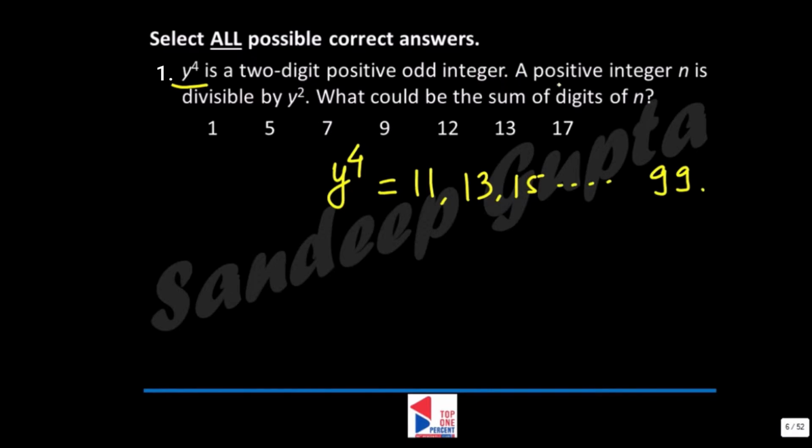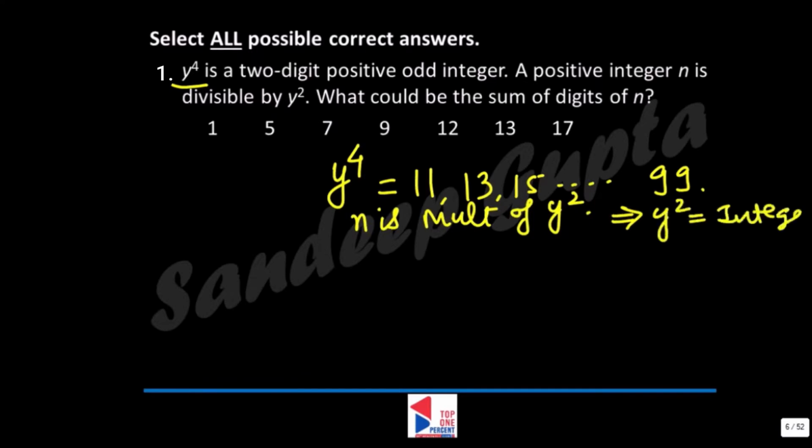Now the next line, a positive integer n is divisible by y square. So n is a multiple of y square, which simply means y square has to be an integer. If y square is an integer and y to the power 4 is odd, y square must also be odd. Because if there is an even number and I square it, the answer will be even. That means the square of y square is y to the power 4, which is odd. So y square should also be odd, and y square has to be an integer because n is a multiple of y square and n is also an integer.